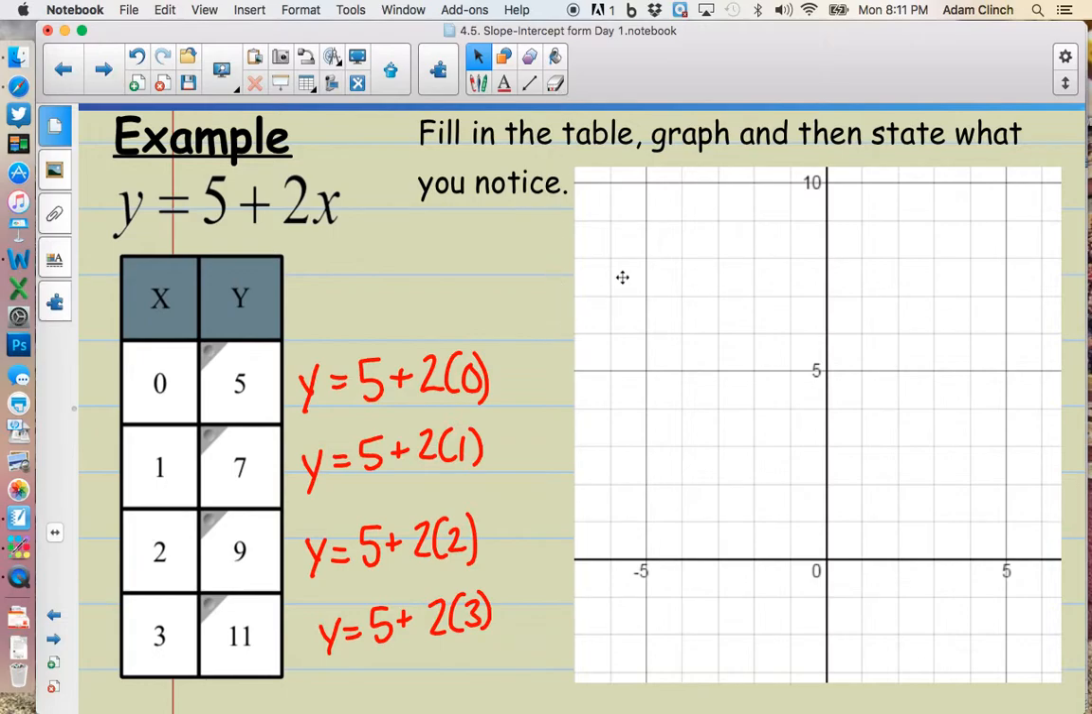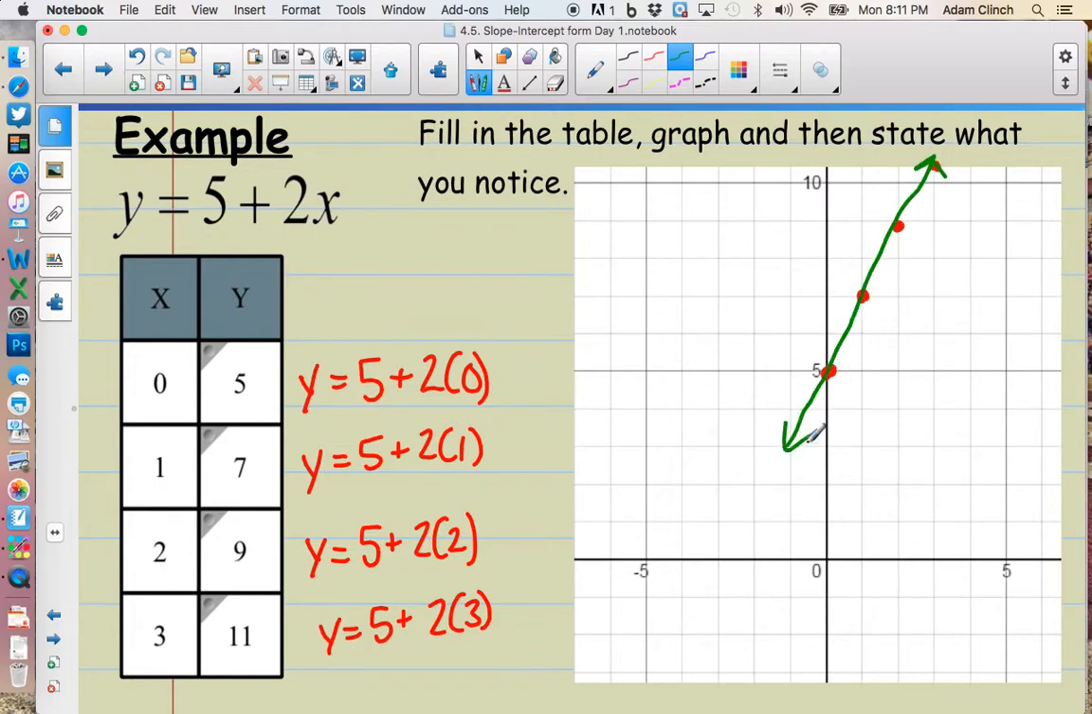There are my points, and now I'm going to graph them. First one is 0, 5, so up there. My next one is 1, 7, which would be right there. Then I have 2, 9, should be right there. And my last one is 3, 11, it should be right up here. I have them, and the next thing I can do is do my best to sketch in a line. It'll look something like so. And I've graphed that line.